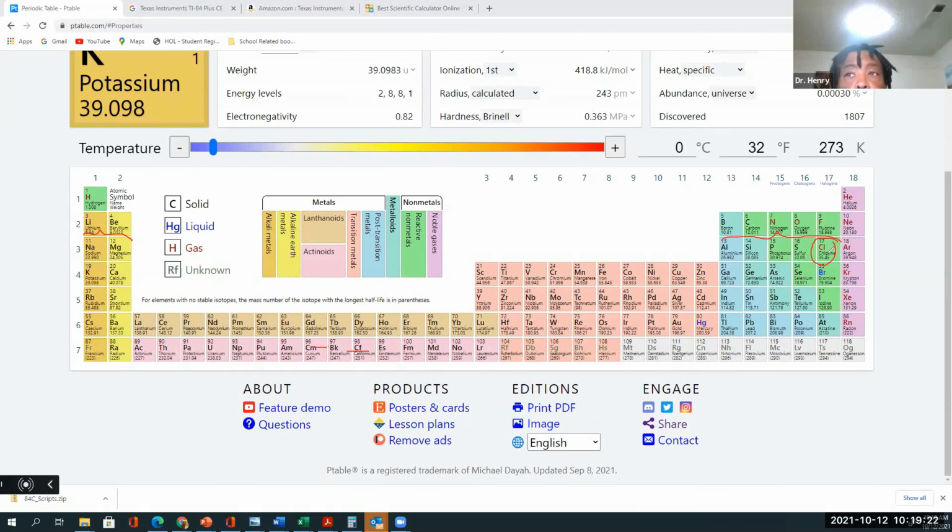Now, if we take a look at the noble gas, argon, 1, 2, 3, 4, 5, 6, 7, 8. Argon has 8 electrons around it. Everybody wants to reach what we call an octet. They want to have 8 electrons around them. They want to be like a noble gas. Octet.